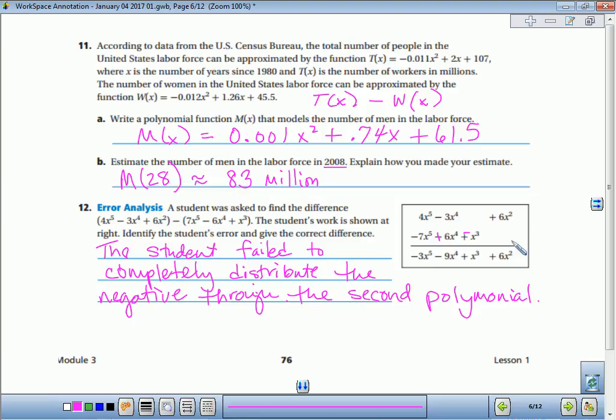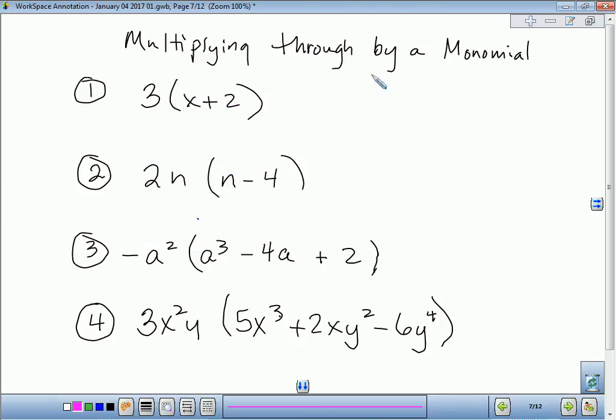Okay, the last thing we're going to talk about today is actually in part of the next section. It's multiplying through by a monomial. And that's all we're going to do today. Tomorrow we will look at multiplying binomials, multiplying trinomials, expanding binomials, all that sort of thing. So let me just give you a couple examples for multiplying through by a monomial. So we take one term and we're going to multiply through. And all that means is we distribute. So this is really nothing new. You've been distributing for a long time. So we can distribute here, and we get 3x plus 6.